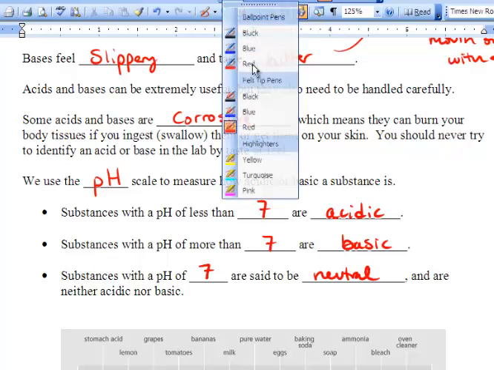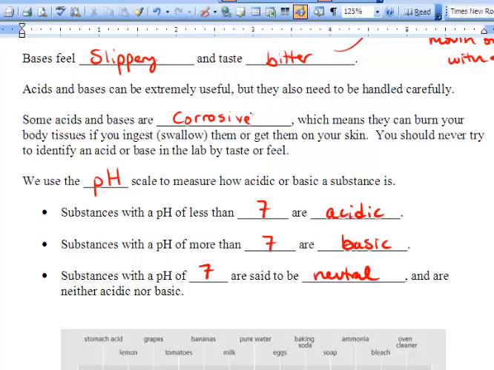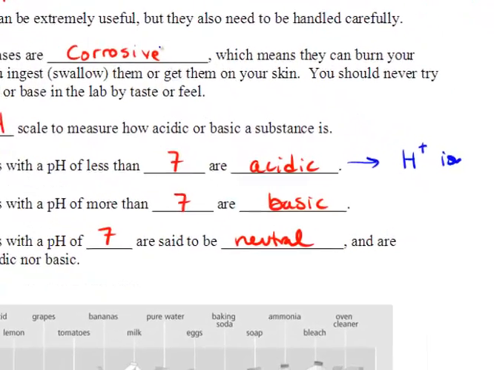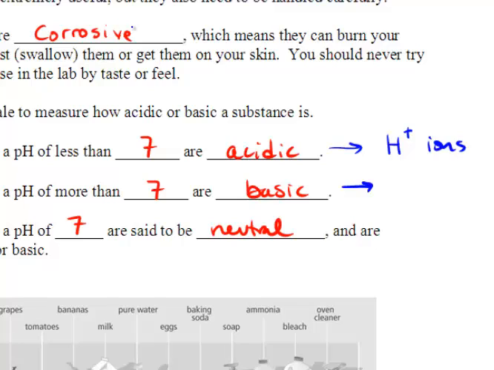Now there's something I want to add to this. I want you just to remember this. When we have something that's acidic, it's got more H plus ions. If it's more basic, it's got more OH negative ions. Now, if something's neutral, that means the H plus ions are equal to the OH negative ions.